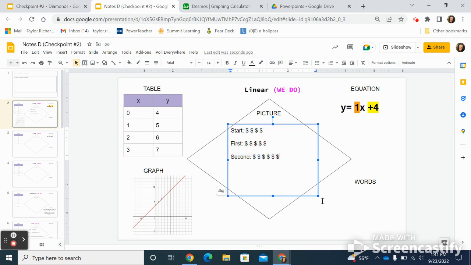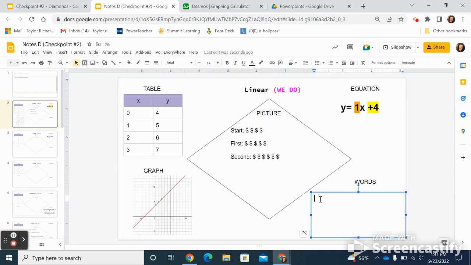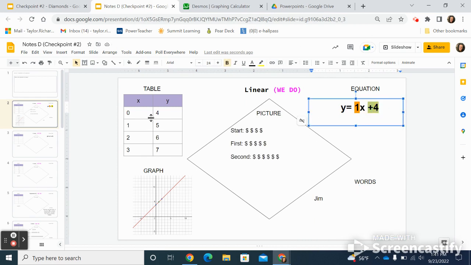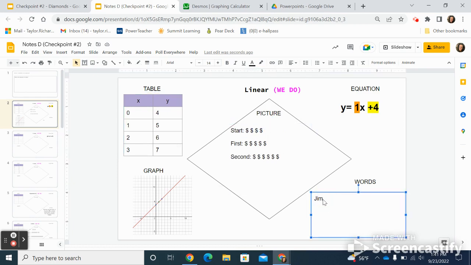All right, we are almost done. The last thing we have is words. So always start your word problems with a name. So I'm going to use the name Jim, okay? And ask yourself, what is my starting value again? Well, it's 4, right? 4 in my equation, 4 in my table, 4 money symbols. So you need to make up a situation saying Jim has 4 of something. It could be 4 shoes. It could be 4 shirts. It could be 4 dogs. You make up whatever you want. I'm going to say Jim has 4 dogs.